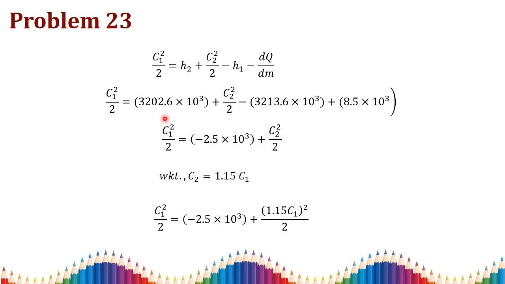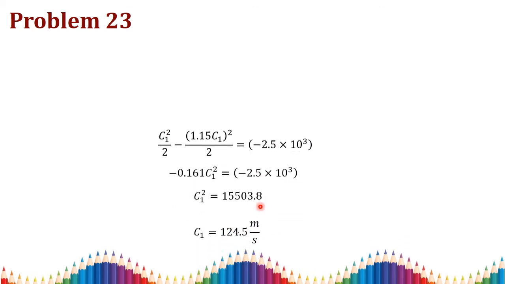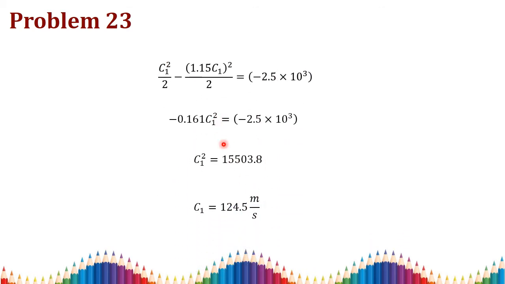Then you substitute all the values in terms of joule. Okay, h is given in kilojoule per kilogram, so you substitute in terms of joule here. Here also you have to substitute in joule. Then in the first slide we found c2 in terms of c1, so you substitute those values also. Then you can solve this equation to find c1. So the c1 value will be 124.5 meter per second.